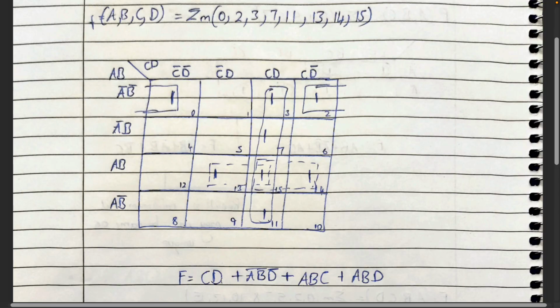The first quad will be solved as CD, because all this will become 1 and we'll be left with only CD. Here when we are trying to solve it, we'll definitely get A bar B bar. Since it is C bar D bar plus CD bar, we'll be left with D bar. So A bar B bar D bar. Then we have this one, AB, and since C bar plus C is 1, we'll get ABD for this overlapping. Now let's solve for this overlapping. So we'll get AB, then CD plus CD bar, we'll get ABC.